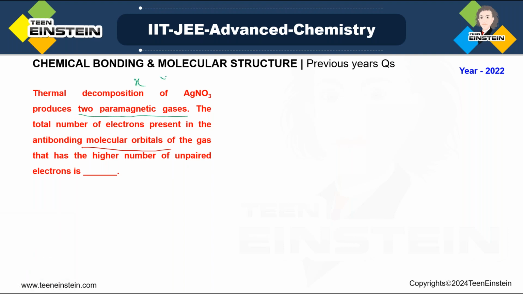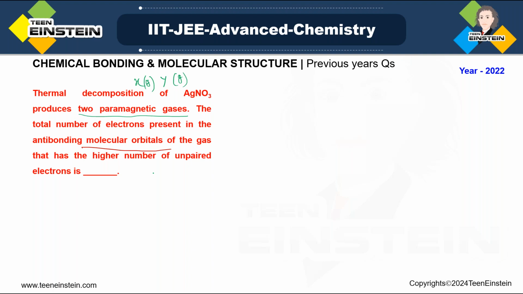Now suppose they are X and Y, both are gases. Among X and Y, in both cases there is a number of unpaired electrons because they are paramagnetic, it is already mentioned. But obviously in one case there will be a higher number of unpaired electrons. First of all, you have to choose which one of X and Y has the higher number of unpaired electrons. That you have to choose first. Then you have to consider the corresponding MO diagram so that you can understand how many total electrons are present in the antibonding MO. So here total 3 steps you have to do.